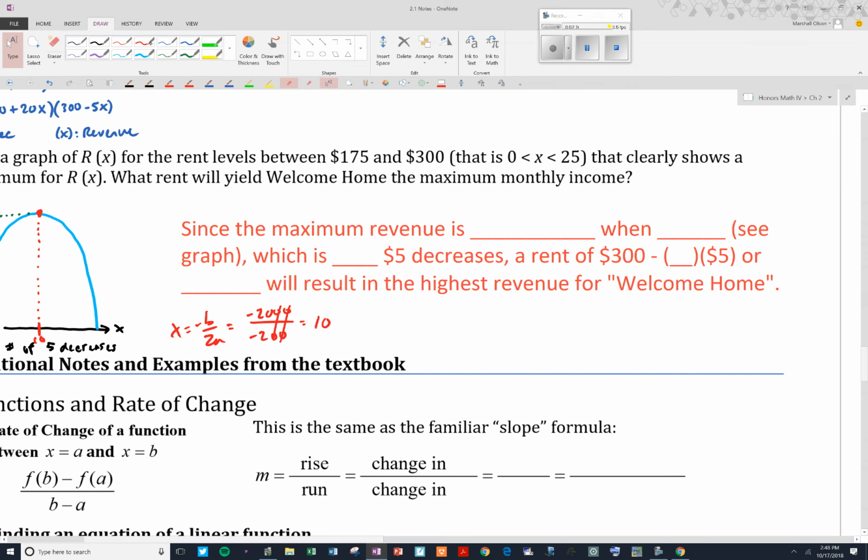Since the maximum revenue is 250,000, $10,000 more than we're making right now, when x equals 10, and I just put C the graph there, which is 10 $5 decreases, that means we're going to be taking $50, 10 times 5, away from that $300. So a rent of $250 is going to result in our maximum revenue there.